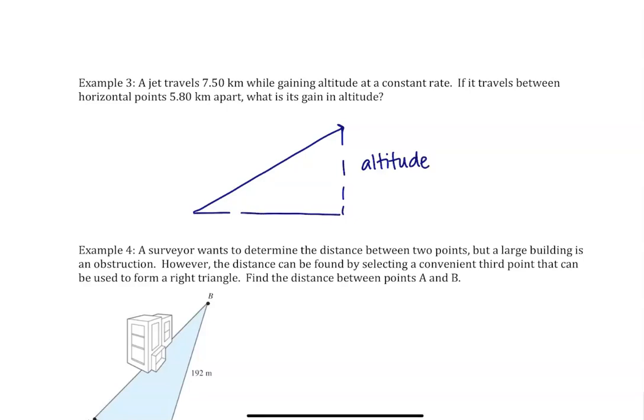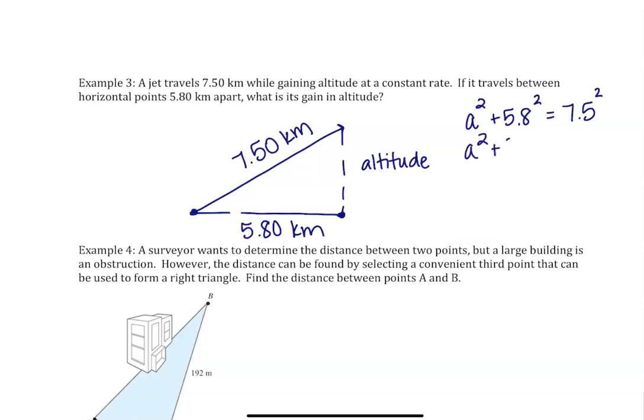And we know that the two points, where the jet starts and where we're measuring this altitude, are 5.80 kilometers apart. And we're given that the jet is traveling 7.5 kilometers. And you would measure that distance based on the actual distance traveled by the jet. So we want to find the altitude, and in this case, that is a side. So we can do side squared plus side squared equals hypotenuse squared. And I'm just leaving off the extra 0 there at the end.